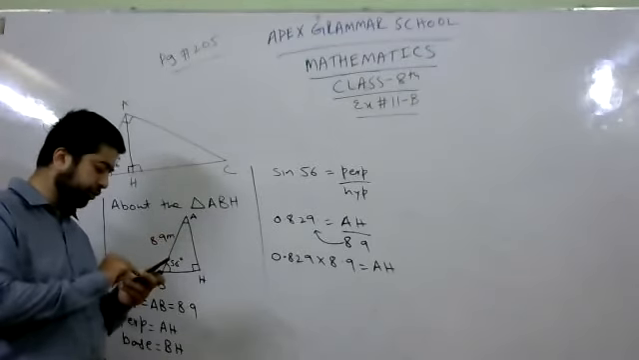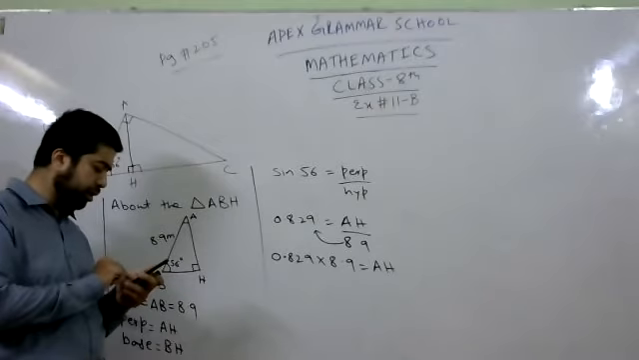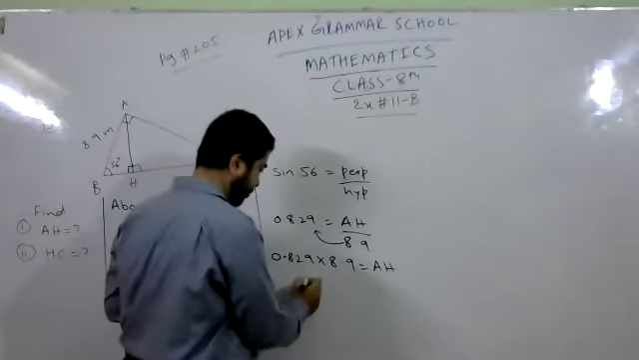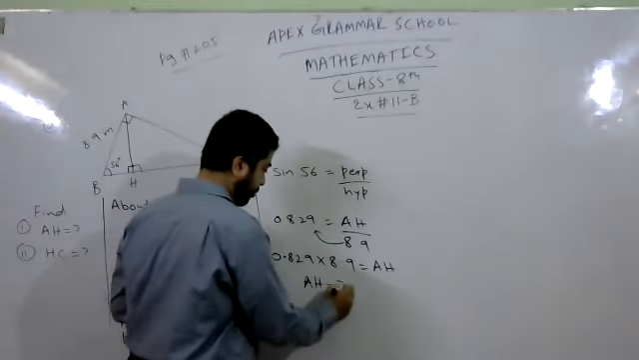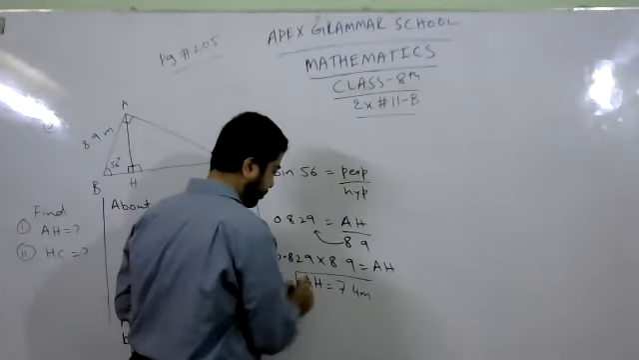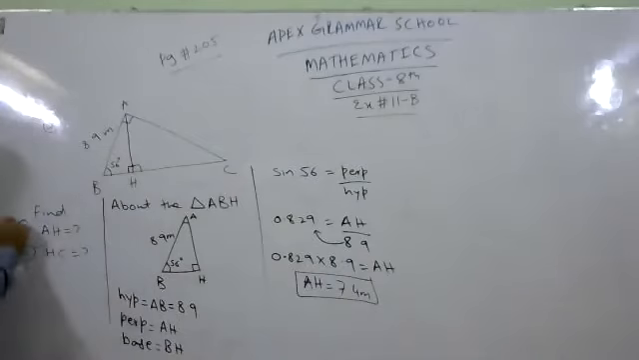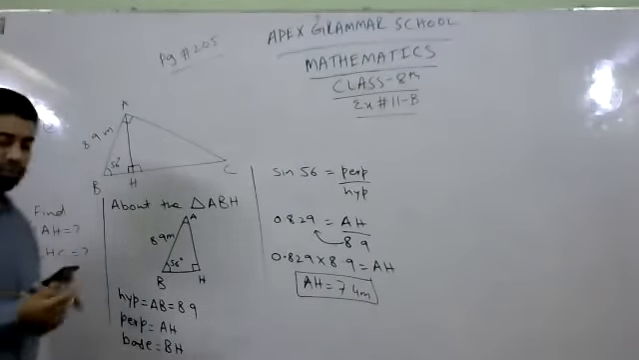8.9 multiplied by 0.829 is 7.4 meters. And that's it, we are done with AH.